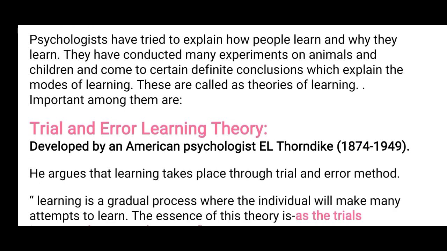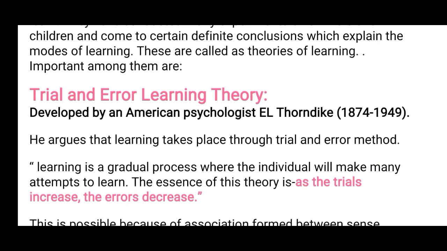Important theories of learning are as under. Trial and error learning theory, प्रयत्न और भूल का सिद्धांत कहा जाता है इसे. This was developed by American psychologist E.L. Thorndike. बर्थ इनकी 1874 में है and इनकी डेथ 1949 में है. He argues that learning takes place through the trial and error method. He says that everybody learns.